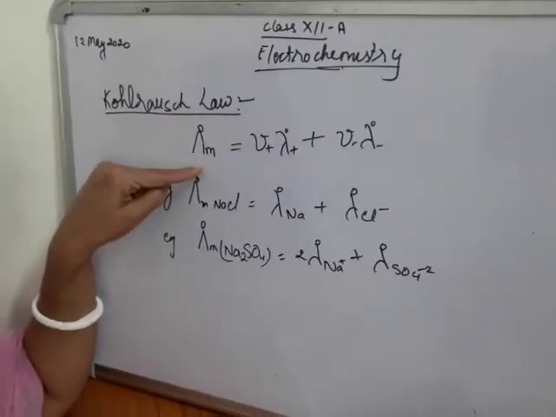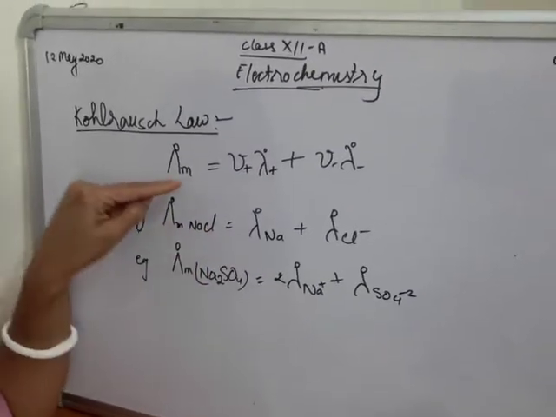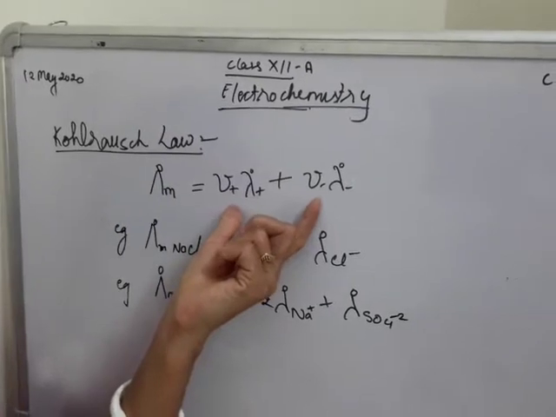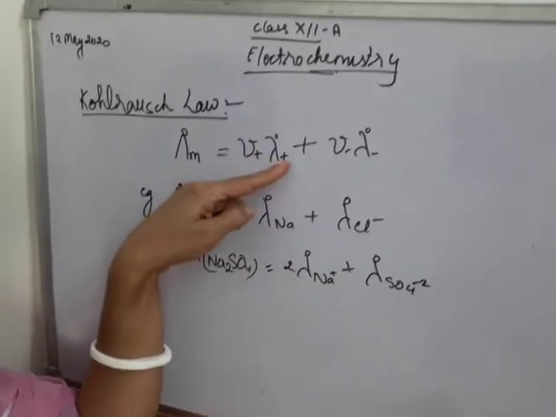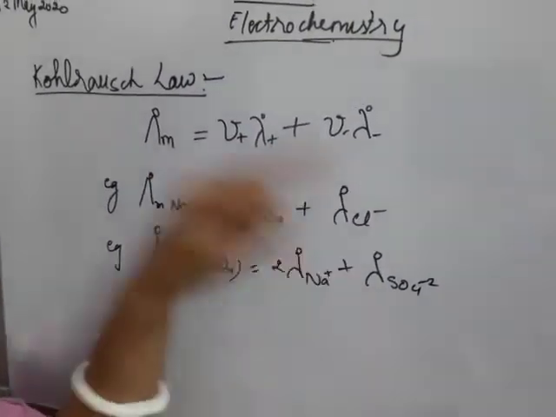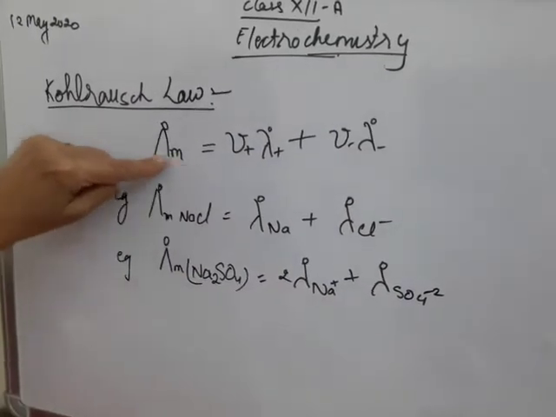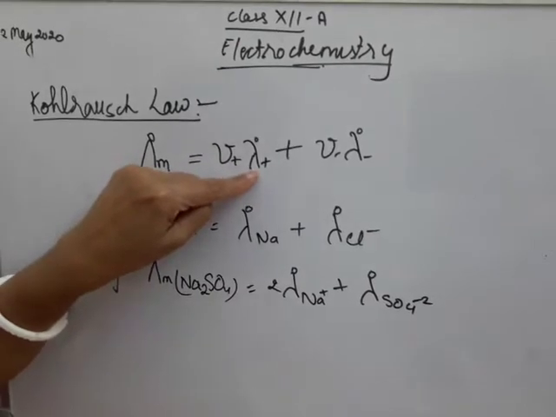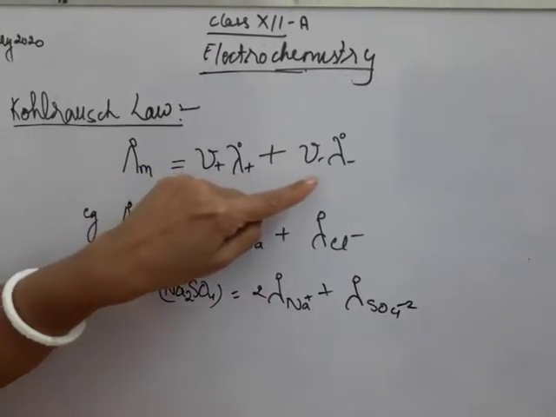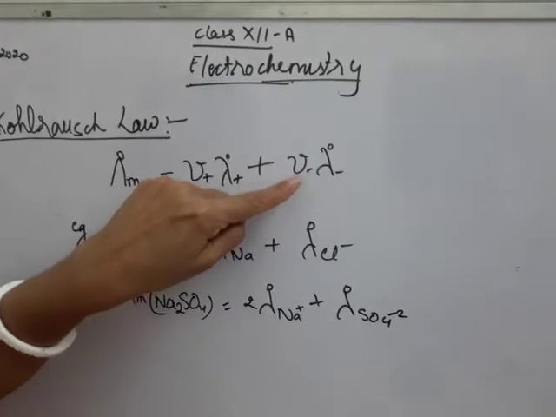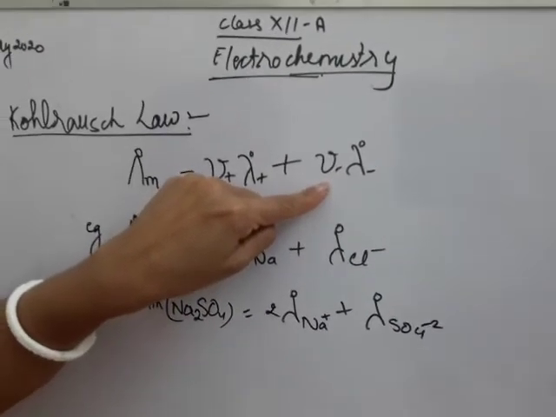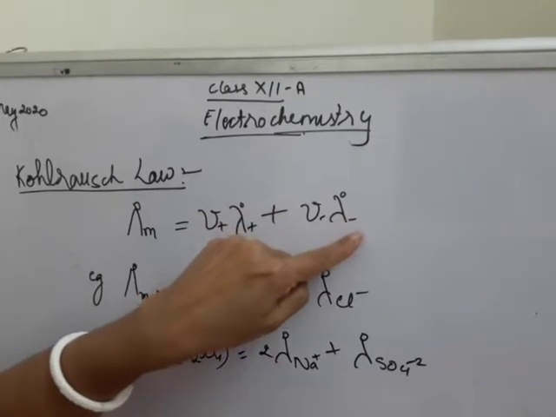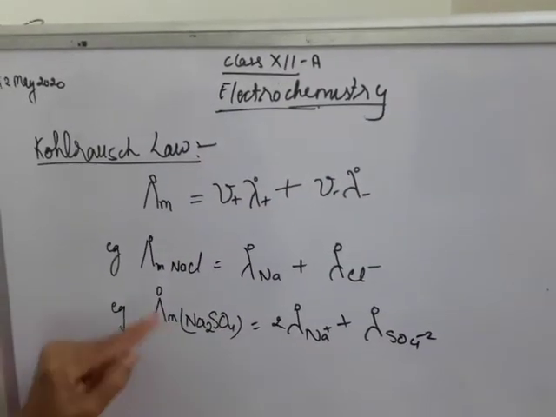So the limiting molar conductivity of any electrolyte will be equal to the sum of the molar conductivities of the independent ions. Say, for example, it has a positive ion and it has a negative ion. So the molar conductivity of this entire solution will be equal to number of positive ions into limiting molar conductivity of the positive ions. Similarly, added to it, number of negative ions multiplied by limiting molar conductivity of the negative ions. I will make it clear with two examples.